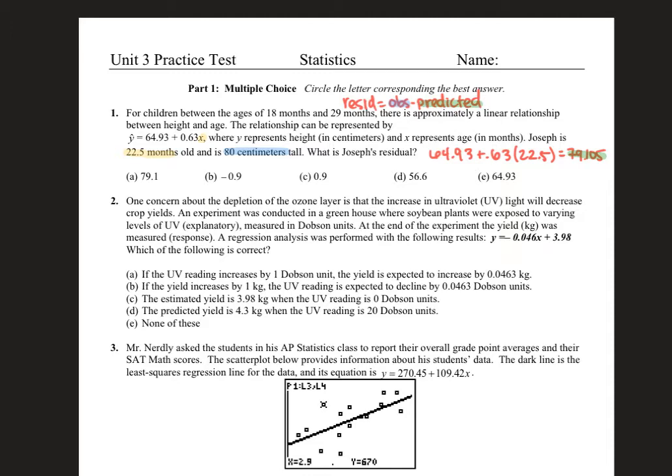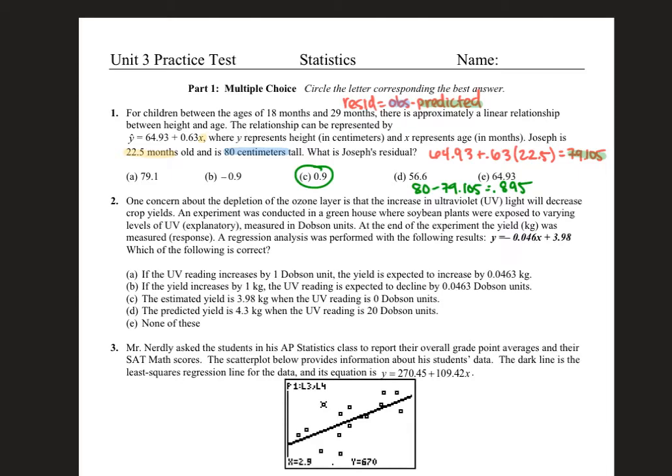So once we have the predicted amount, we're going to calculate the residual by doing the observed, which is 80, minus the predicted 79.105. When we do that, we get 0.895, which is approximately 0.9. So C would be the correct choice here.